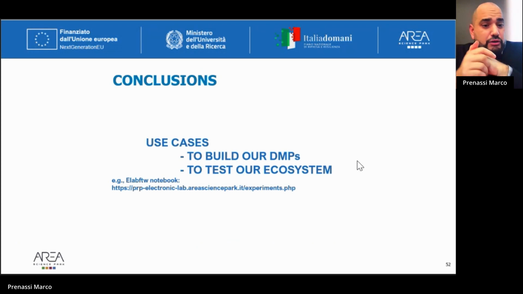And I conclude by reminding you what we need right now to improve this system. If you give us use cases, we can build our DMP and test our ecosystem so that it will fit your needs. We are really open to it, and the starting point will be use cases. So let's test it, let's see your experiments, and let's integrate them with our system, and you can tell us no, it's not working, or so.